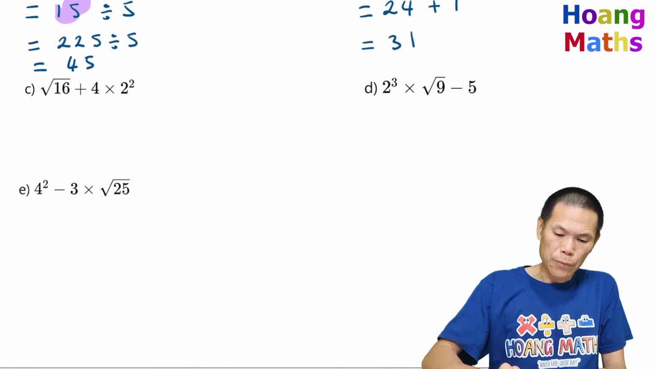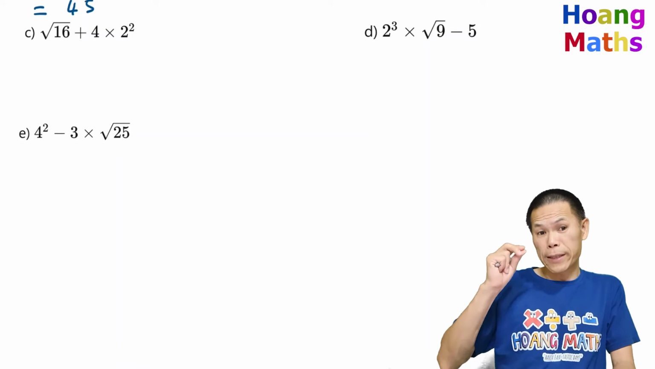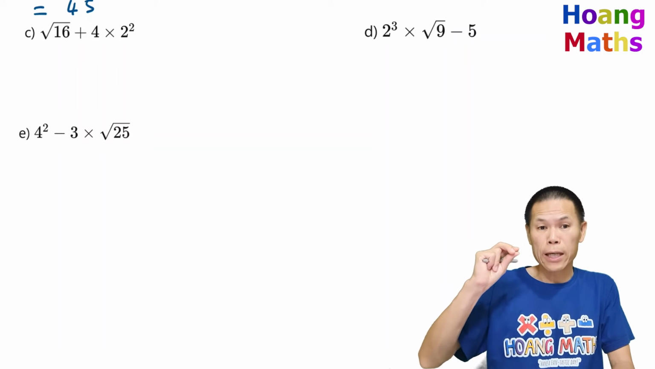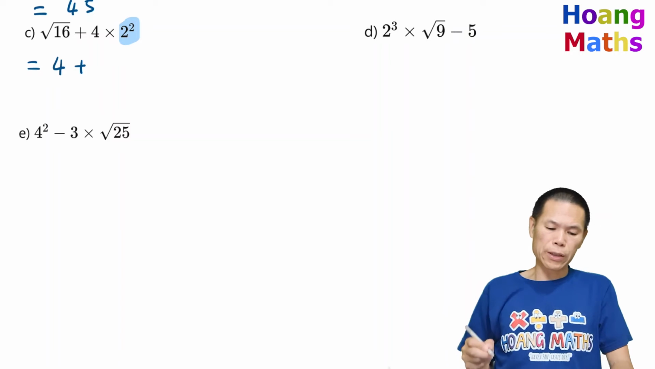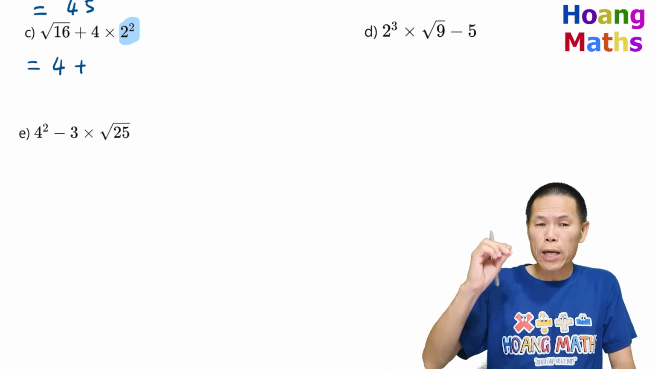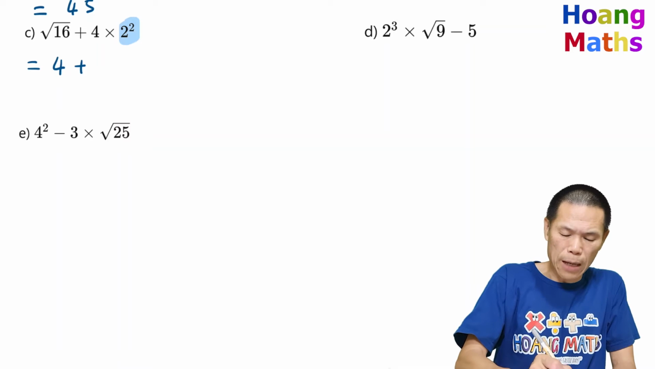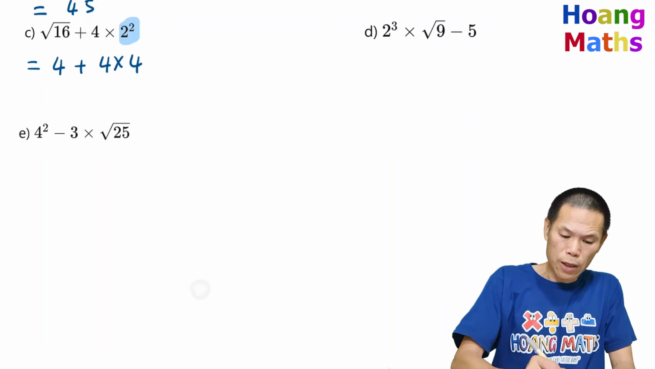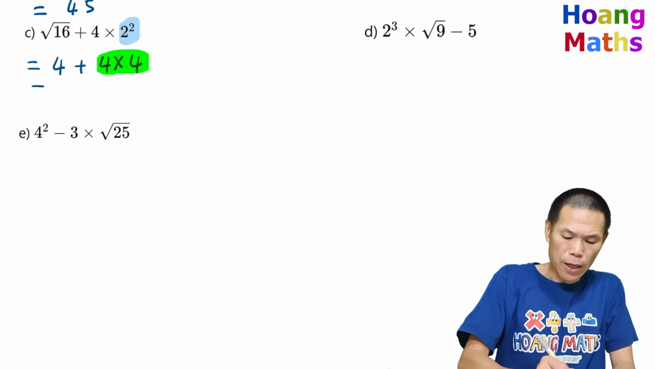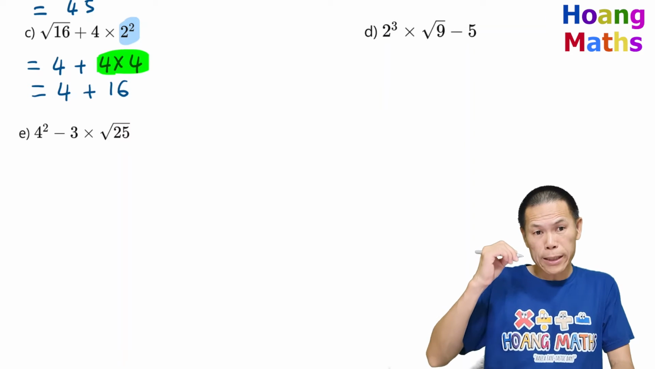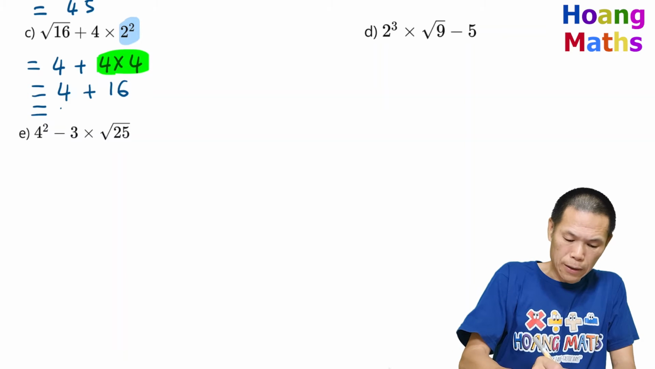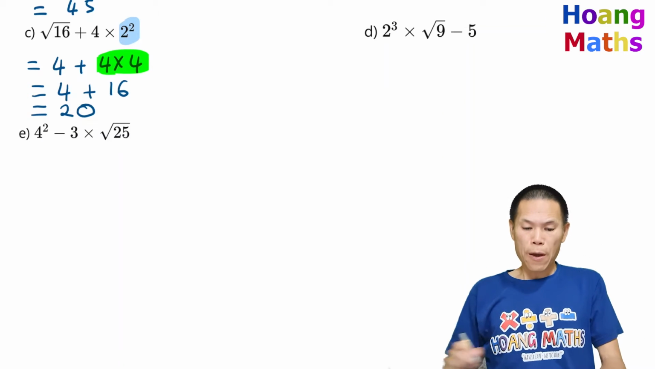Part C. We just need to work out square root of 16 first. And we know that 16 is 4 times 4. So square root of 16 is 4. And we need to work out 2 squared first. 4 times 2 squared is 4 times 4. So we just write 4 times 4 first. And 4 times 4 gives me 16. So let me just write this down. Equal to 4, we add 16. 4 plus 16 is 20. There you go.